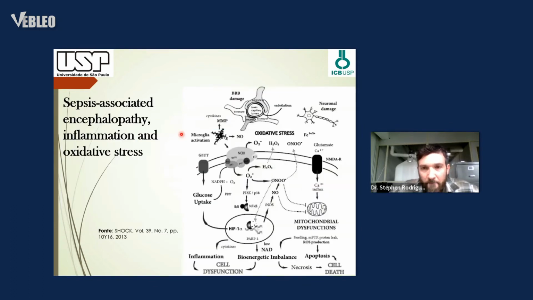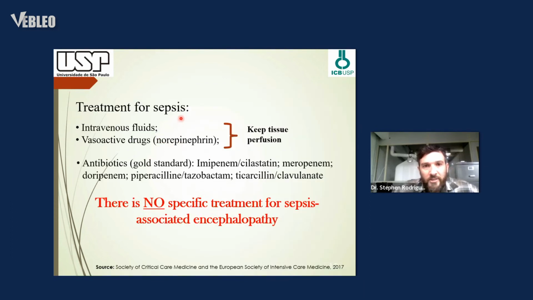There is inflammation involved in sepsis-associated encephalopathy, with release of cytokines, activation of cerebral cells like microglia, and oxidative stress. They all contribute to sepsis-associated encephalopathy. Treatment of sepsis is usually made using intravenous fluid, vasoactive drugs like norepinephrine, and antibiotics, but there is no specific treatment for sepsis-associated encephalopathy.